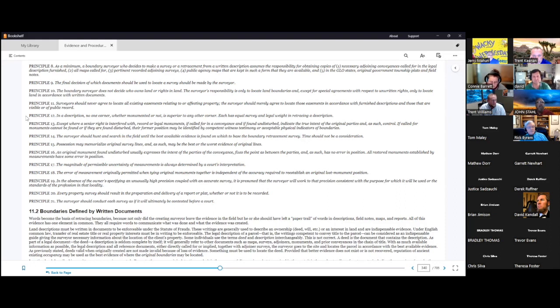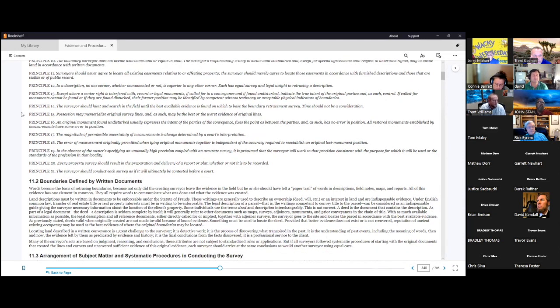fixes the point as between the parties, and, as such, has no error in position. All restored monuments established by measurement have some error in position. Principle 17, the magnitude of permissible uncertainty of measurements is always determined by a court's interpretation. Principle 18, the error of measurement originally permitted when tying original monuments together is independent of the accuracy required to reestablish an original lost monument position.